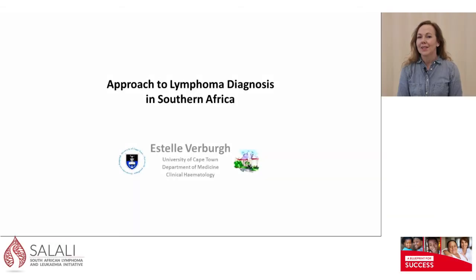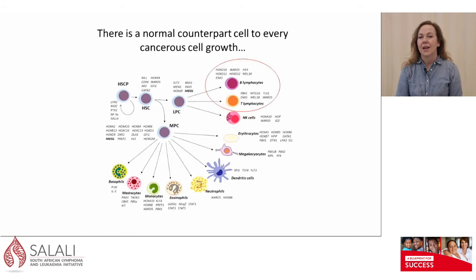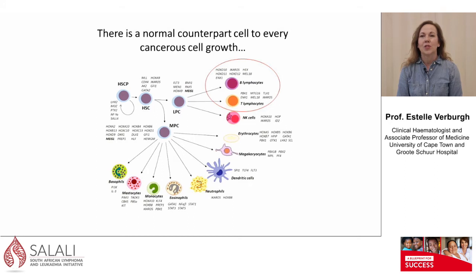Lymphoma is a major cancer diagnosis in Southern Africa. Today we discuss the approach to lymphoma diagnosis. When we look at cancers, it's important to look at the cell of origin that gives rise to a cancer. And when we speak of lymphoma, we can see that it's the B and the T lymphocytes that are end cells of the hematopoietic system that will give rise to different lymphomas at different stages of their maturation.